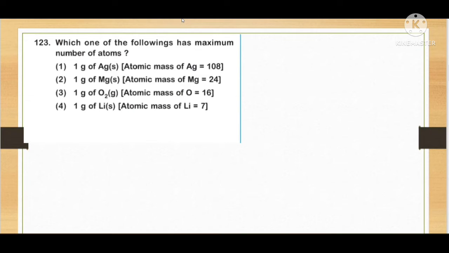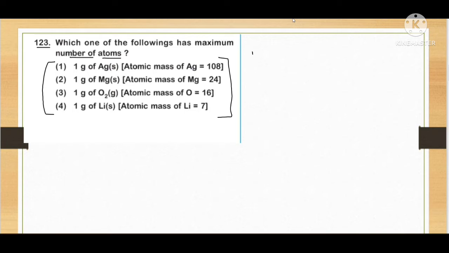Now let us discuss question 123. Which one of the following has maximum number of atoms? Here they are asking, among the given 4 options, which option contains the maximum number of atoms? We know how to calculate the number of atoms in a given element.